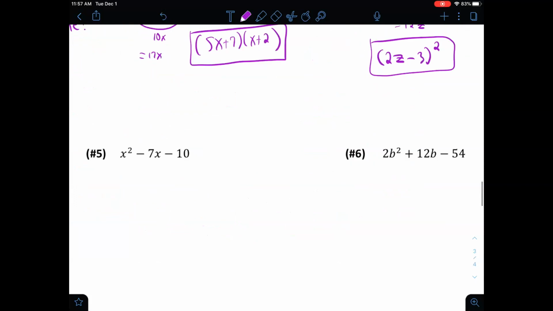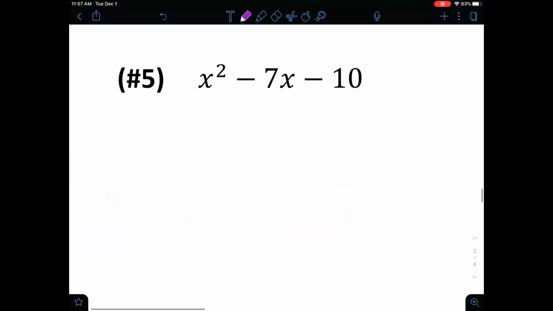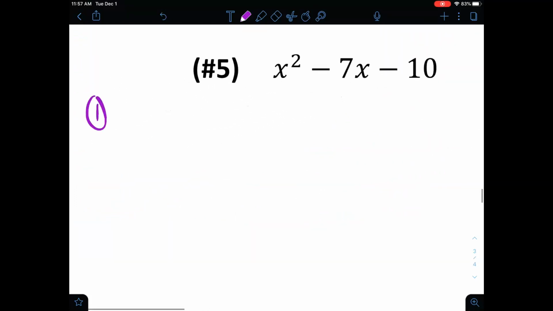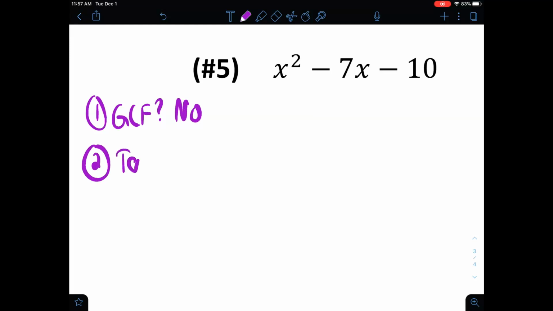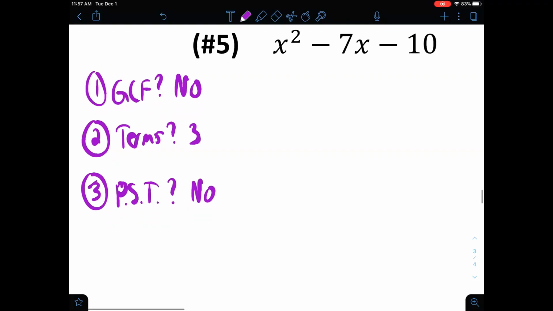Okay, trying to save us a little bit of time here. All right, number 5. Step 1, GCF. I'm going to go kind of quick here. We have no GCF. Step 2, how many terms? We have 3. Step 3, perfect square trinomial? That's a no. Step 4, this is going to be smiley face.